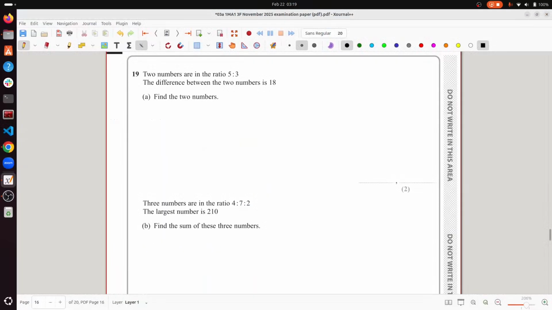For number 19, 2 numbers are in the ratio 5:3. The difference between the 2 numbers is 18. So when I have my numbers and I subtract them, my answer should give me 18. Find the 2 numbers. If I have my ratio 5:3 and a multiple of it, I multiply by the same thing, so I have 5x to 3x. The difference between my parts is 2x. That should equal 18. That means x is equal to 9.